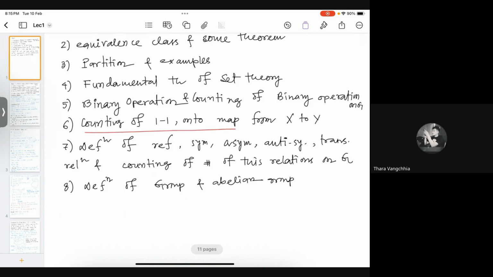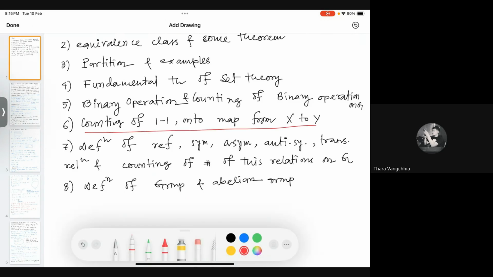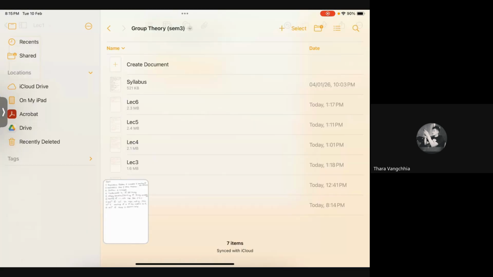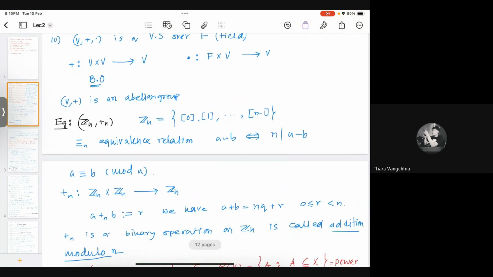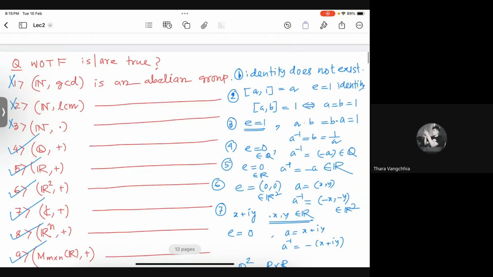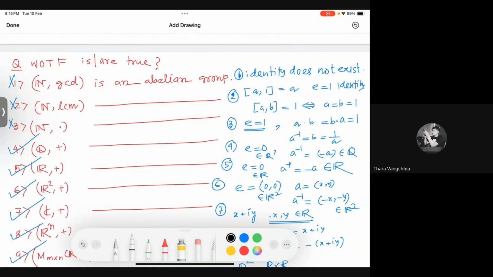So we know the counting of mapping, one-one functions, onto functions, the definition of reflexive, symmetric, antisymmetric. Okay. Definition of group, definition of abelian group. Done. In the second lecture, there are examples where I want to know: is it a group or not?